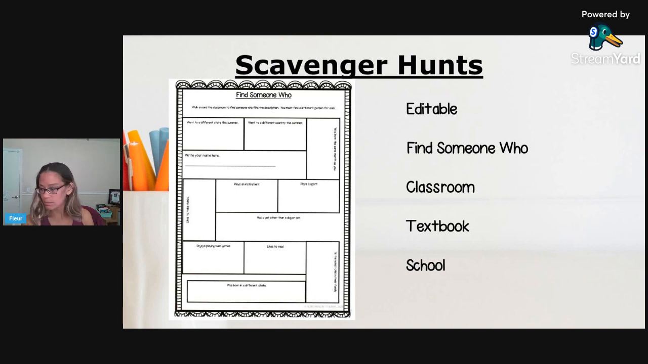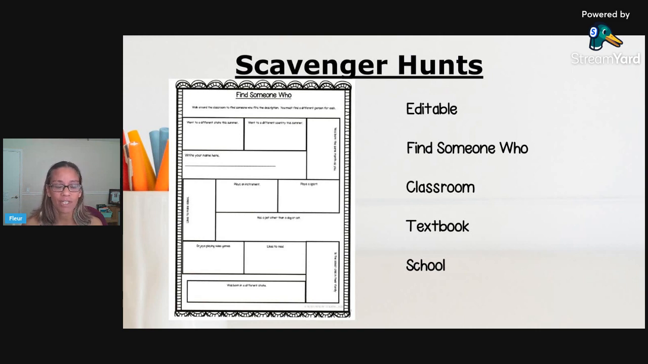I had some copies. There they are. These are editable. These are really cool. I know I talked about it, I think, in another video, but you just print them out. Well, you can edit it, print it out, and then they go around the room. So there's a Find Someone Who, which I really like because they get to know each other. The procedure that I teach during Find Someone Who is how to walk around the room, how to ask questions, how to ask for someone's name if you don't know it, those kinds of things.